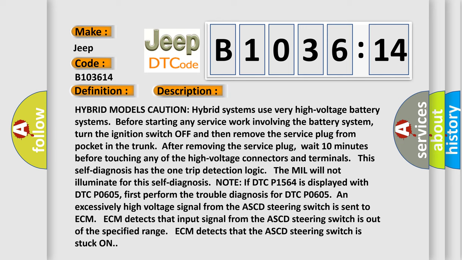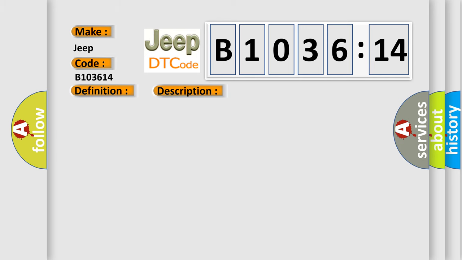This self-diagnosis has the one trip detection logic. The MIL will not illuminate for this self-diagnosis. Note: if DTC P1564 is displayed with DTC P0605, first perform the trouble diagnosis for DTC P0605. An excessively high voltage signal from the ASCD steering switch is sent to the ECM. The ECM detects that the input signal from the ASCD steering switch is out of the specified range. The ECM detects that the ASCD steering switch is stuck on.